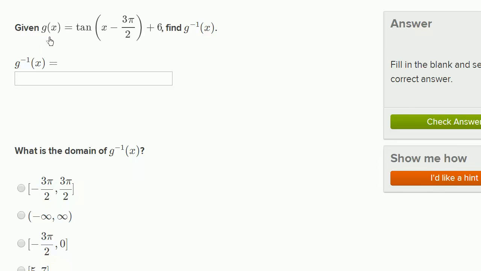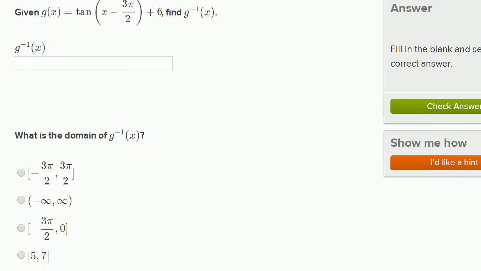We're told, given g of x is equal to tan of x minus 3 pi over 2 plus 6, find g inverse of x, and they want us to type that in here. And then they also want us to figure out what is the domain of g inverse of x. So I've got my little scratch pad here to try to work that through.